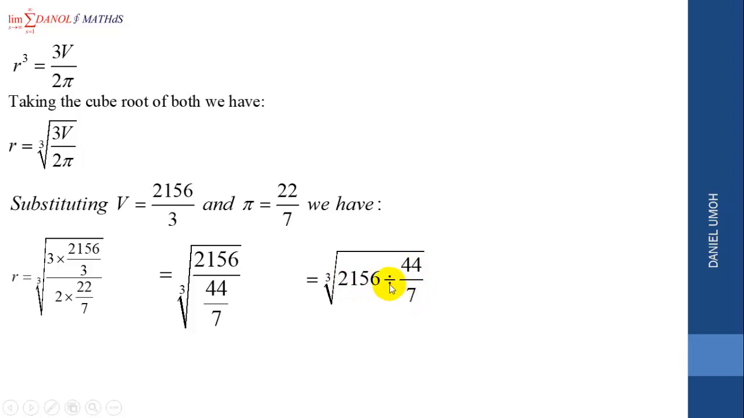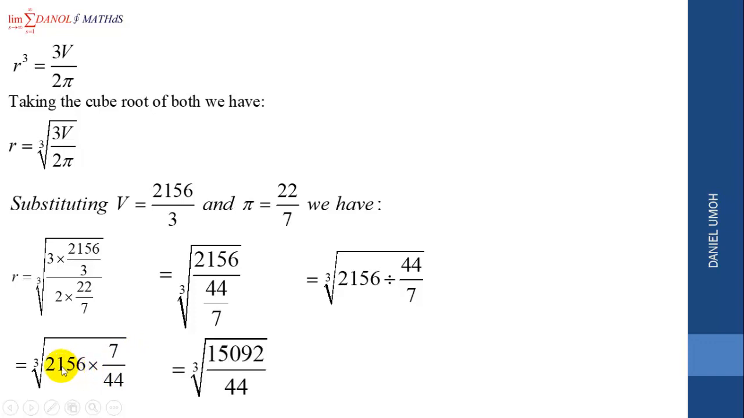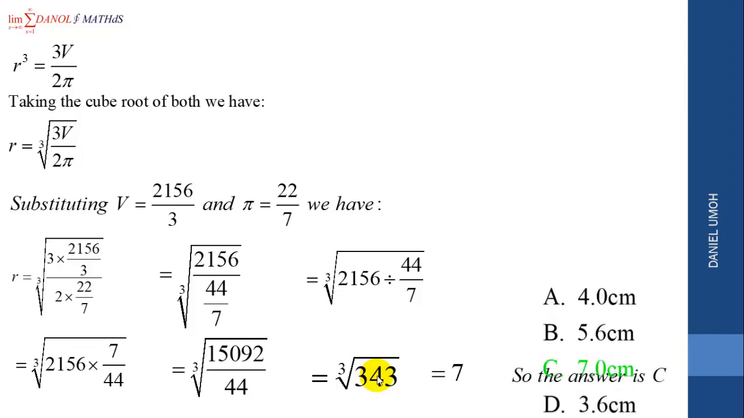According to the rules of fractions, when you change the division sign to a multiplication sign, you invert this. So we are going to have 2156 times 7 over 44. On doing your multiplication, we have 2156 times 7, which is 15092, all over 44. On division, we have 343. Your cube root remains. If you use your calculator to check the cube root of 343, you are going to have 7. So from the options that we're given, you can see clearly that our answer is C.